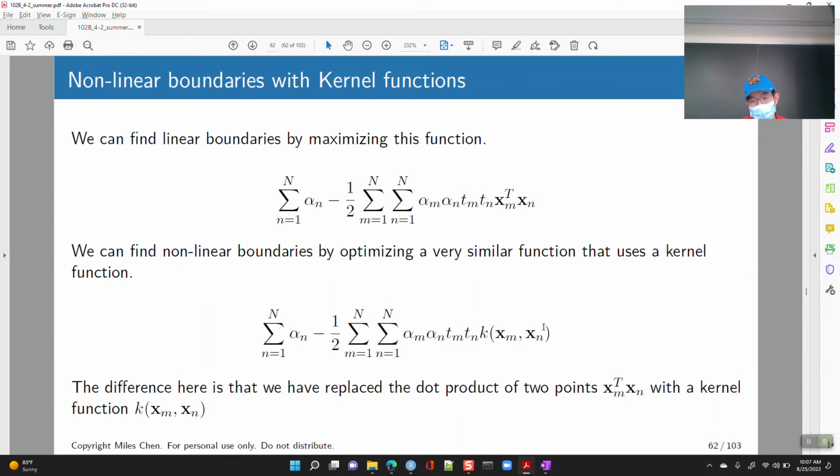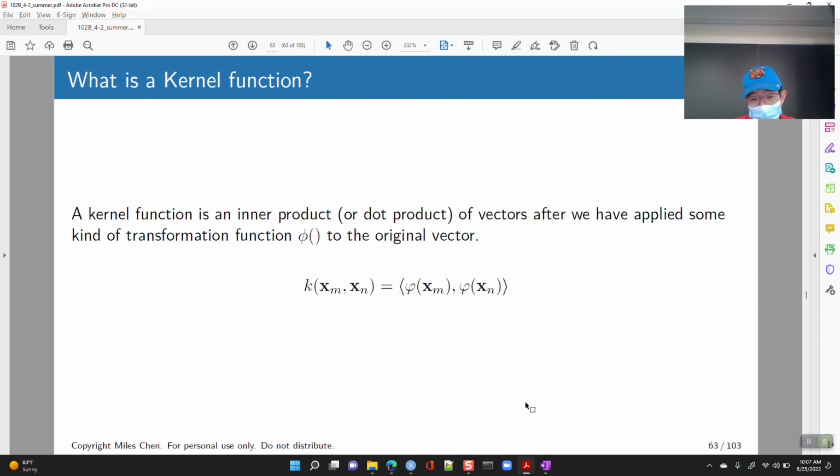When you have an inner product, we can replace this inner product with a kernel function that applies to every combination of xm and xn. So we're going to compare every point to every other, but the way we compare them is not just going to be the inner product, but we apply a kernel function. So what is a kernel function? A kernel function applies a transformation and then takes the inner product.